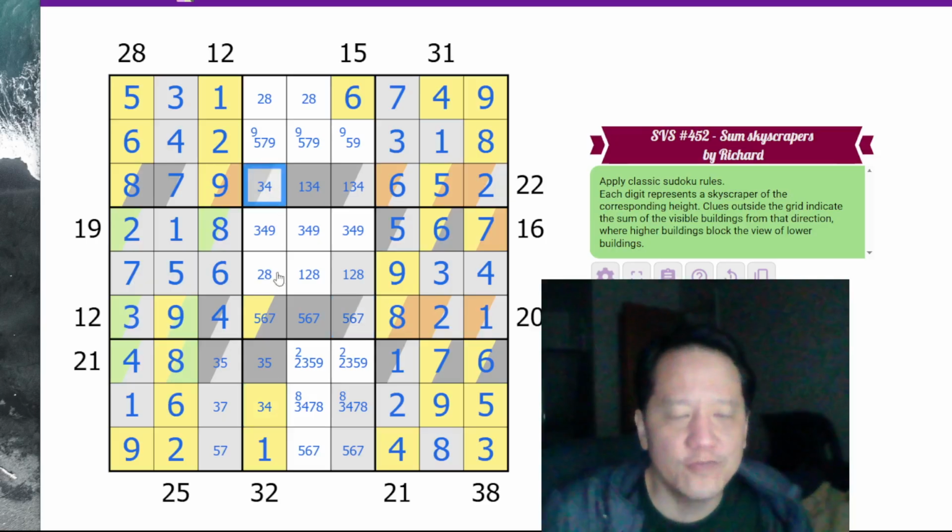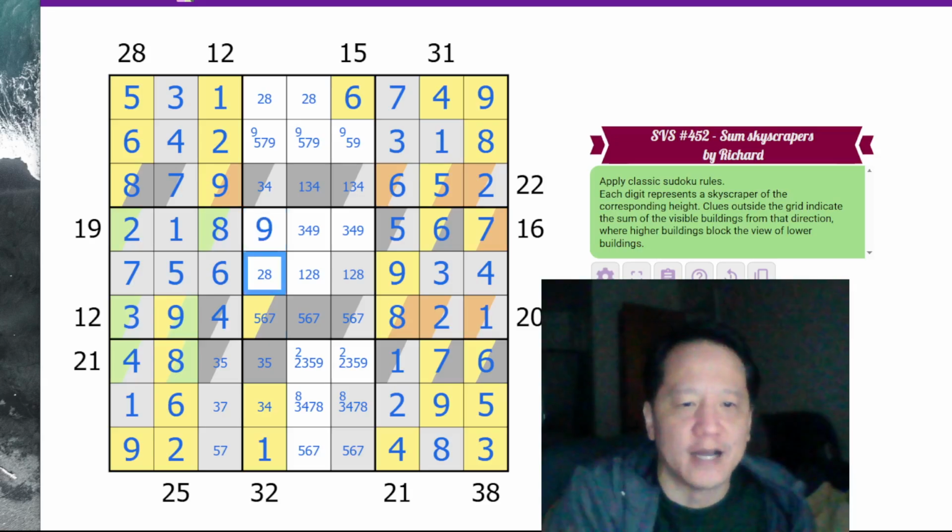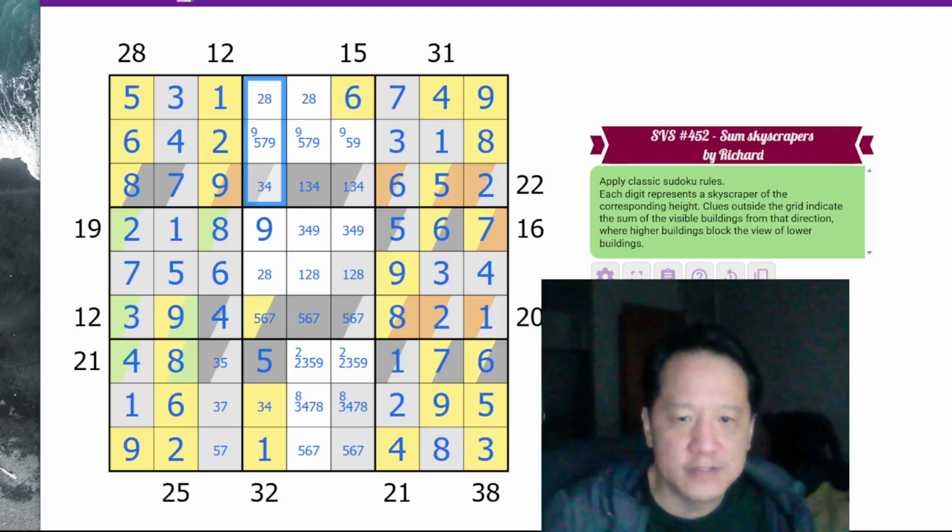We have a 3, 4, 3, 4 pair in column 4, which eliminates 3 and 4 in the rest of the column. This can't be 3 or 4, it's 9. This can't be 3, it's 5. Therefore, none of these cells are seen vertically. So this cannot be 9. This is 9 here. Again, so this must be seen here. This can't be 5.